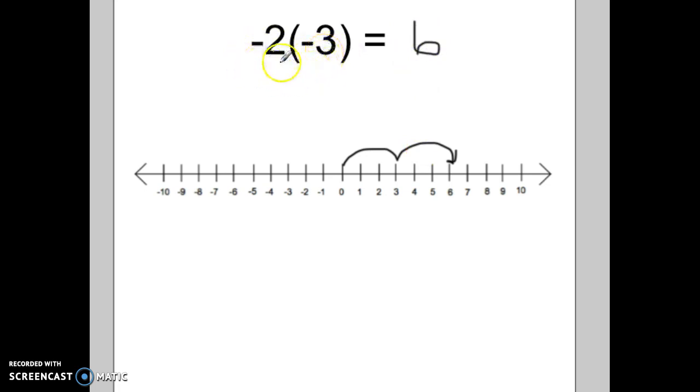Always remember, the first number tells you how many groups it will be, and then the second part tells you what's in each group. Okay, let me say that again. The first number is how many groups. Are you taking them away or are you adding them? The second is what's in each group.